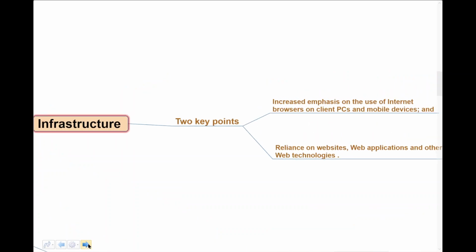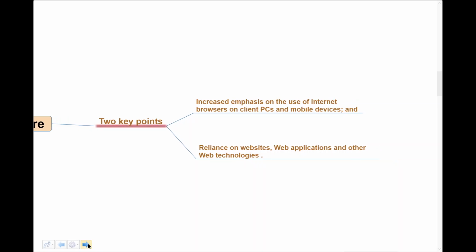Now, moving from there, when we think about the IT side, in other words, the infrastructure, the advent of the internet has had several impacts upon businesses. Obviously, the use of internet browsers, Google, Bing, etc., and the use of devices. In addition to that, websites, web applications, and technology.